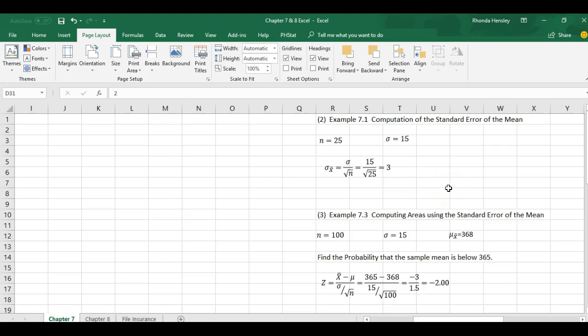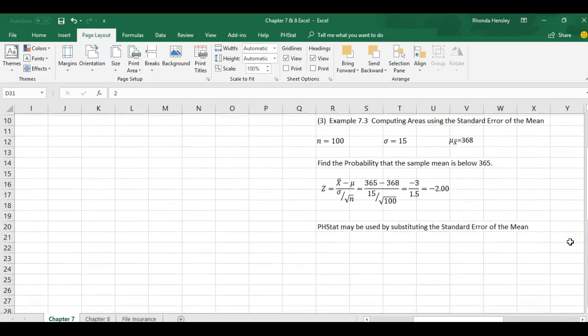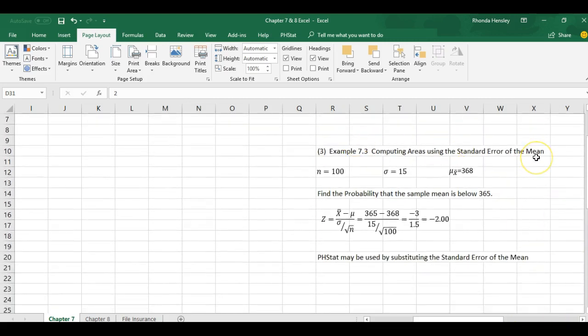So you just have to remember from here on out this semester, if you're using the z-score formula and you're finding an area, which you will do frequently, you should always use the standard error of the mean in the denominator of your z-score formula. The other thing that I want to talk to you about is computing areas using the standard error of the mean.